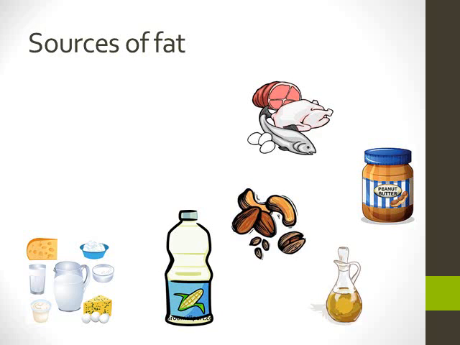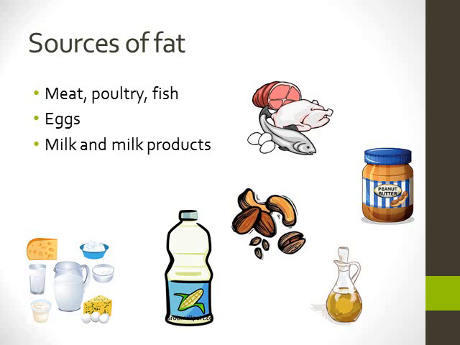Fat is found in both plant and animal sources, so we find fat in our meat, poultry, and fish, in eggs, milk and milk products, oils and margarines, and nuts and seeds. Generally, the fat coming from animal sources is going to be more saturated, whereas those coming from plant products are going to be more unsaturated.